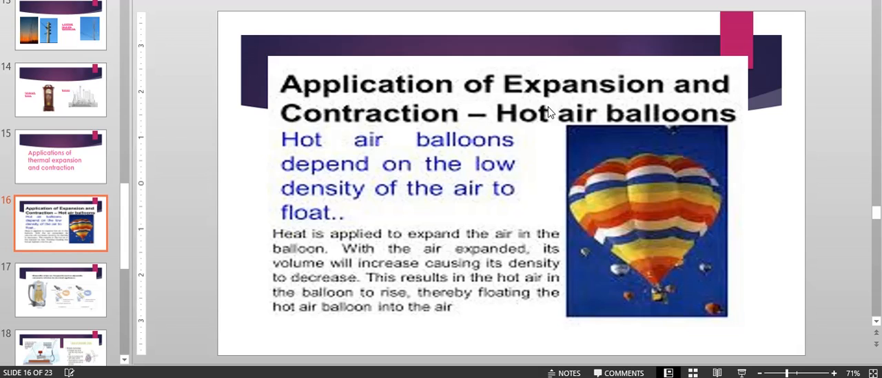One of the applications of expansion and contraction is used in these hot air balloons. Hot air balloons depend on the low density of the air to float. Heat is applied to expand the air in the balloon. With the air expanded, its volume will increase, causing its density to decrease. This results in the hot air in the balloon rising, thereby floating the hot air balloon into the air.